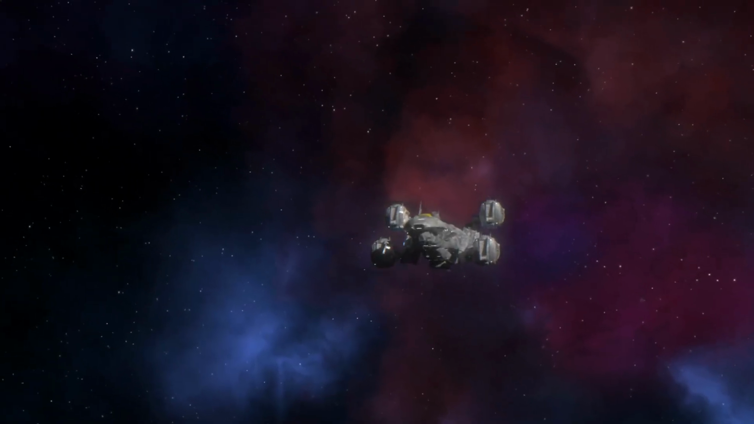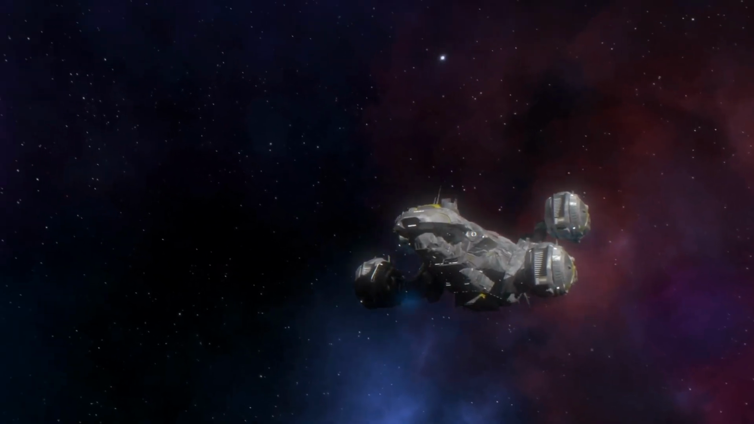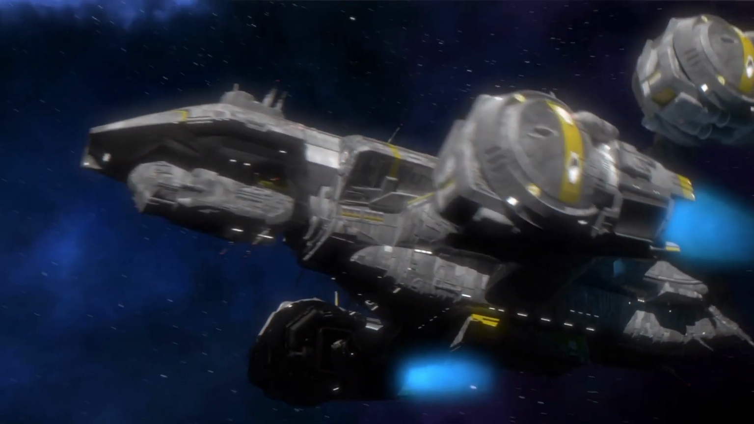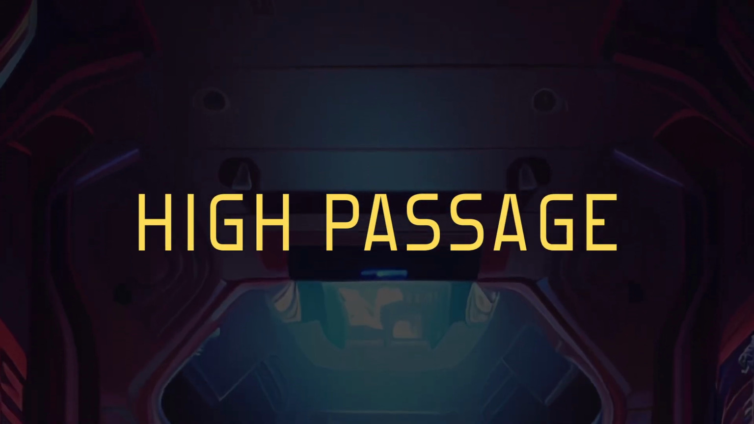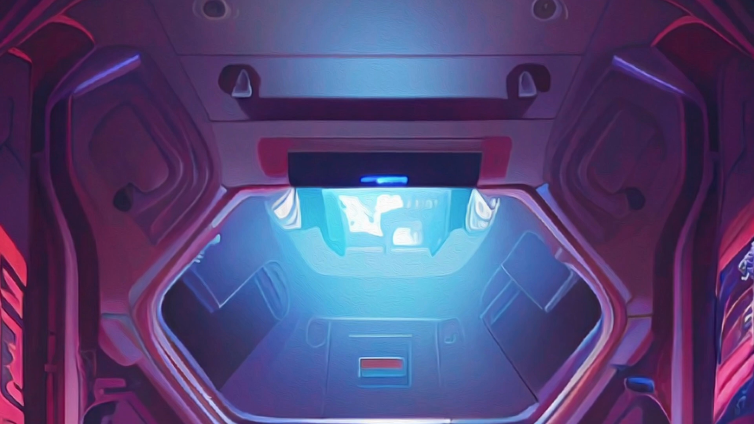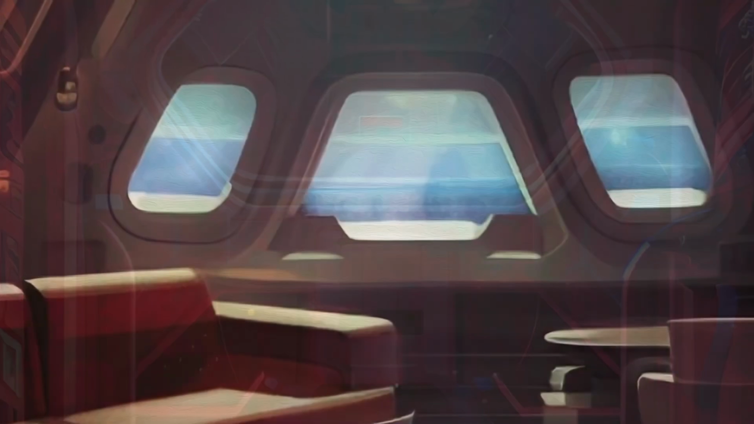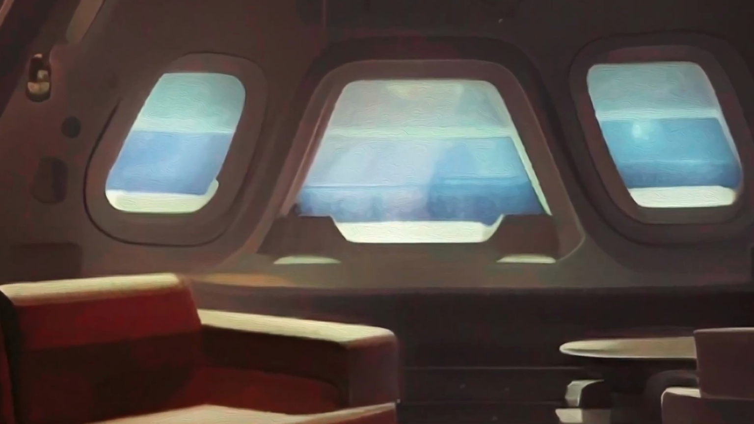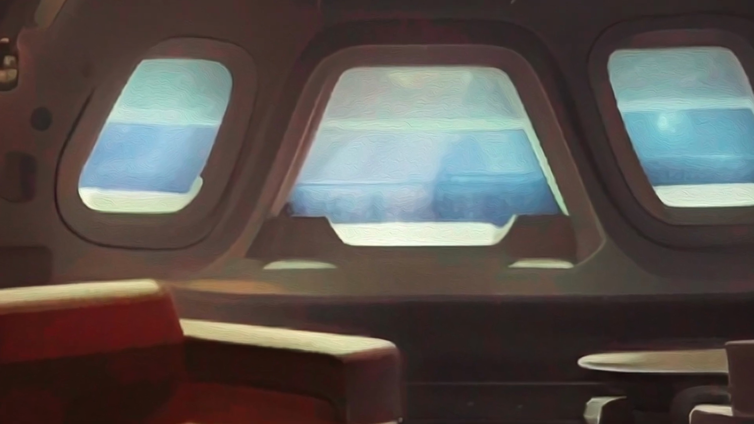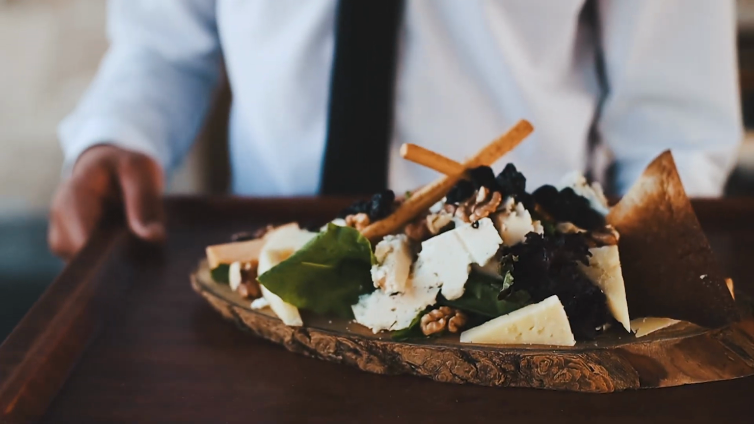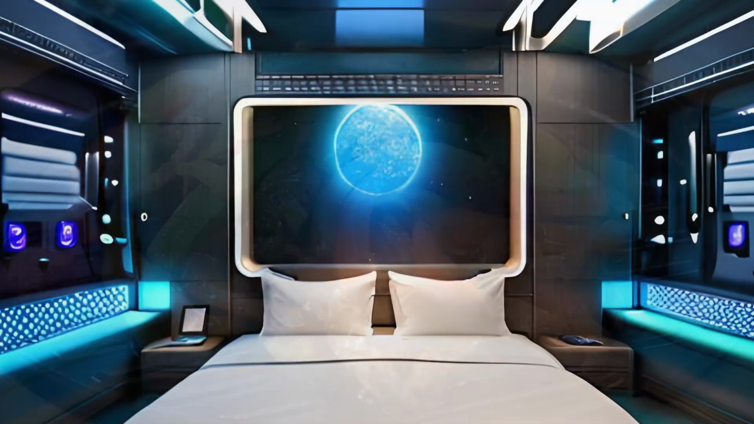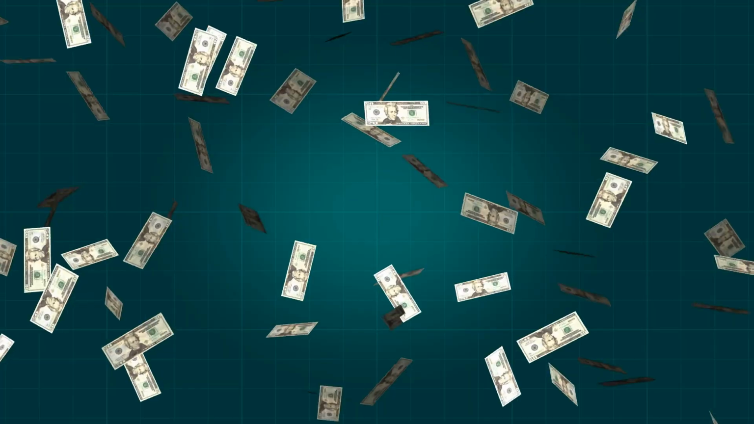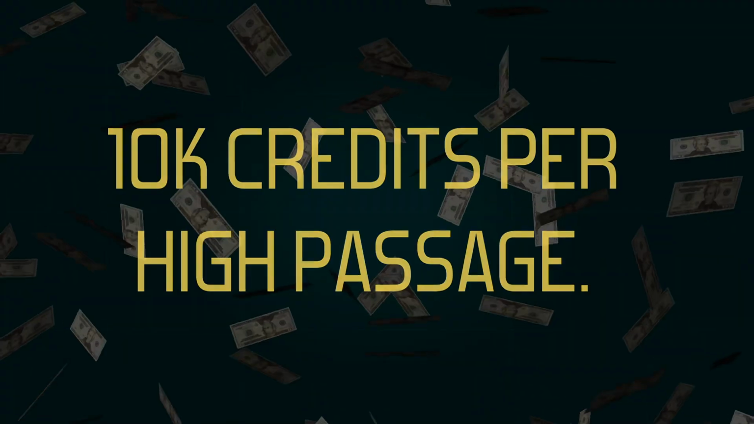There are 5 different types of passages you can have on a ship. So let's go through all 5 of these real quick. Now, a high passage is the equivalent of traveling first class, baby. These people have the moolah to pay for the passage. They have decent entertainment. They're going to have a steward to take care of their needs. They're going to have great food, and they're going to stay in a nice stateroom instead of a chamber. Of course, you are going to pay for this. This is 10,000 credits a pop.